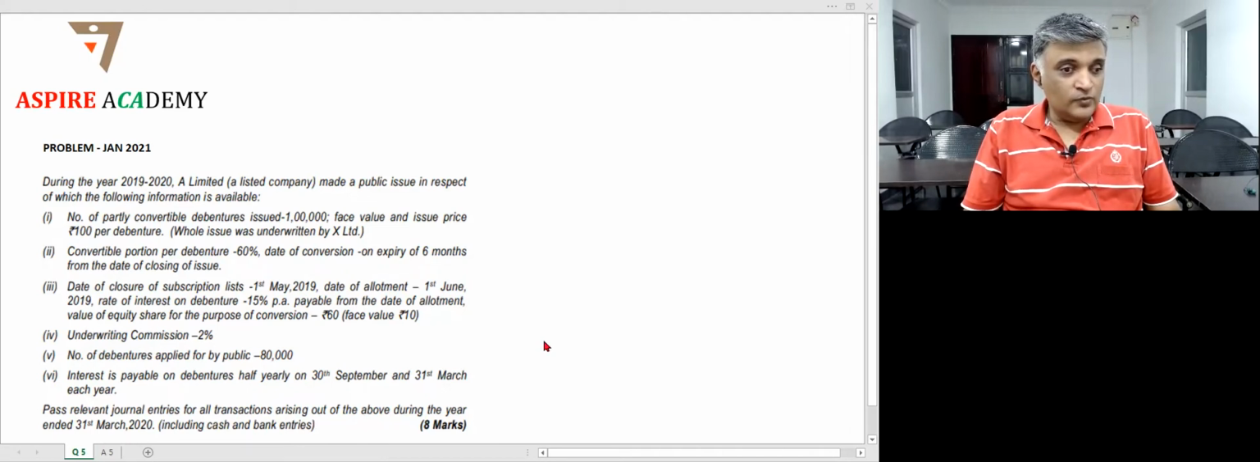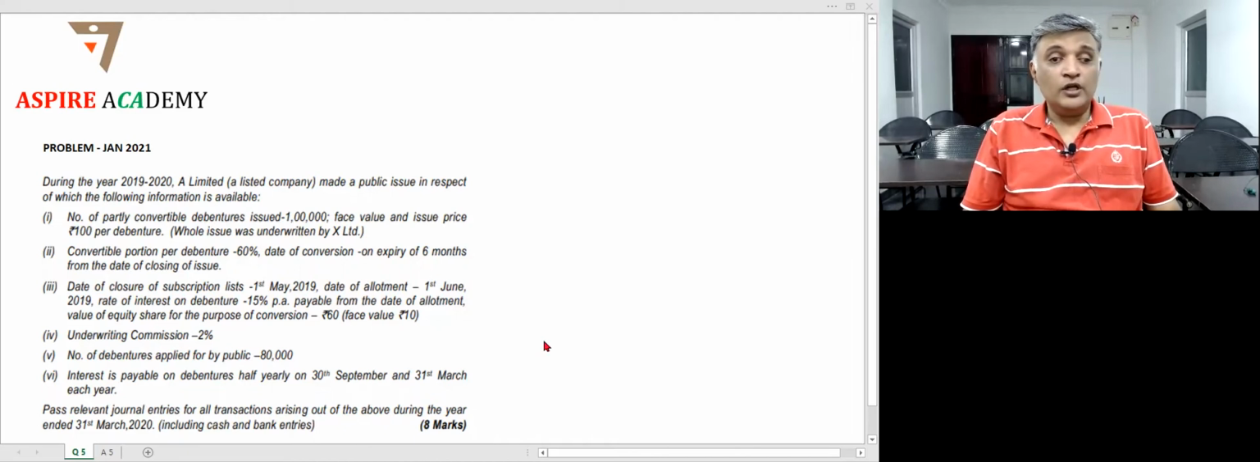Right? So your plan was 1 lakh, as in the first point. Your plan was to issue 1 lakh debentures, but the public response is only 80,000. So it is a classic case of under subscription. Interest is payable on debentures half yearly on 30th September and 31st March every year. Pass relevant journal entries for all transactions arising out of the above during the year ended 31st March 2020, including cash and bank entries. This was an 8 months problem.